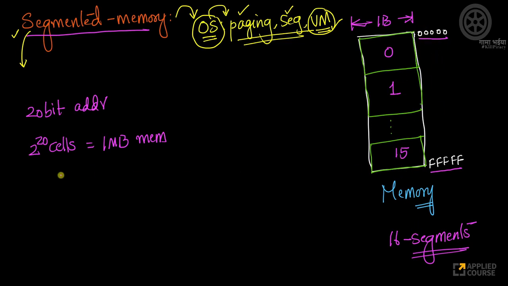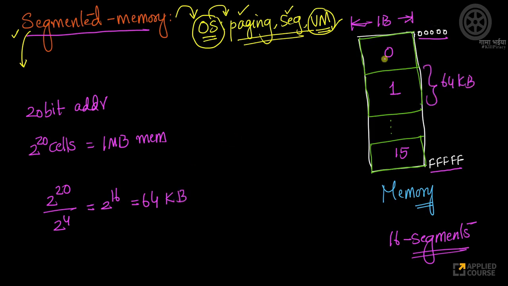Let's see. I have 2 power 20 cells, so 2 power 20 by 2 power 4, because 16 is 2 power 4. So this is 2 power 16. What is 2 power 16? 2 power 6 is 64, so 64 kilobytes in each segment.